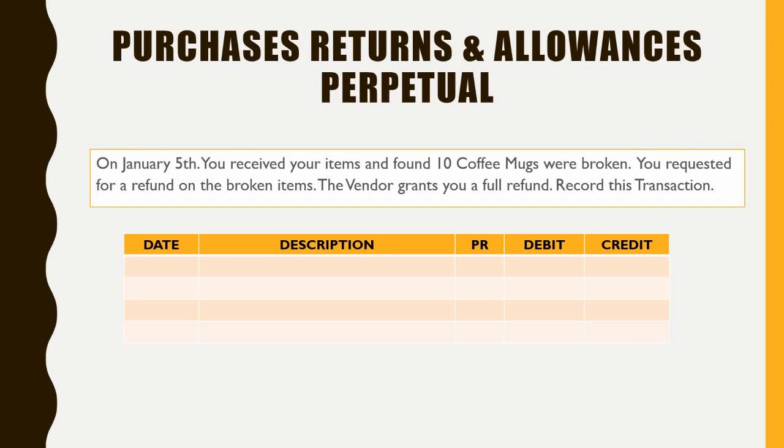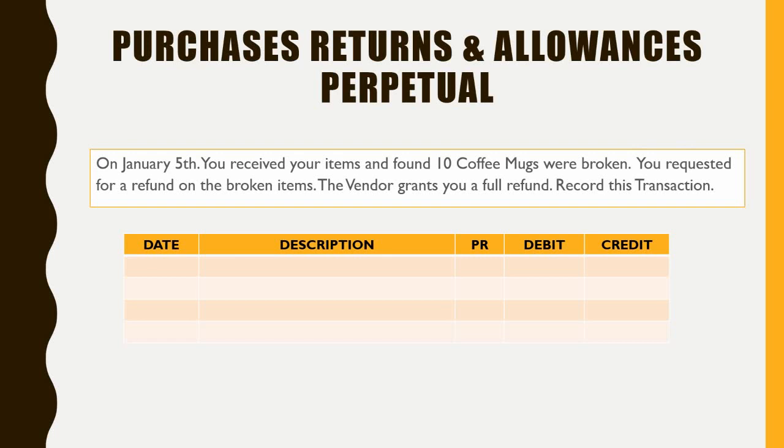You would take the 10 coffee mugs and multiply it by the purchase price. Oh no, because you're going to include the freight, right? No, no, no. Freight, you can never refund freight. You would multiply it by the $1.25. So 10 times 1.25 would be $12.50.